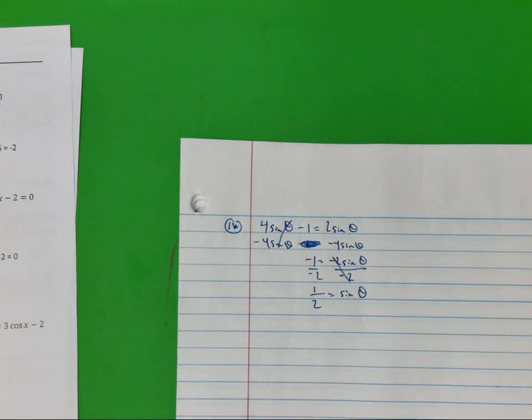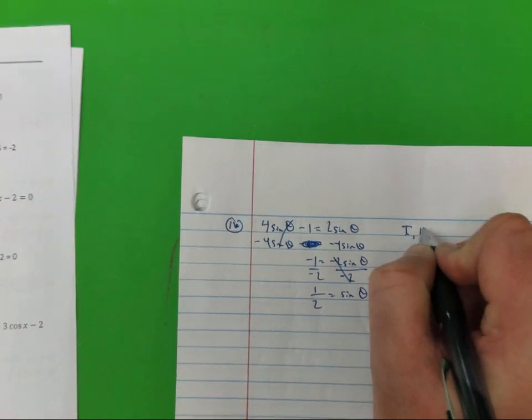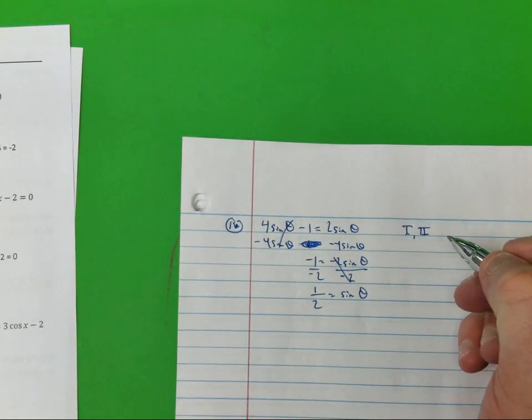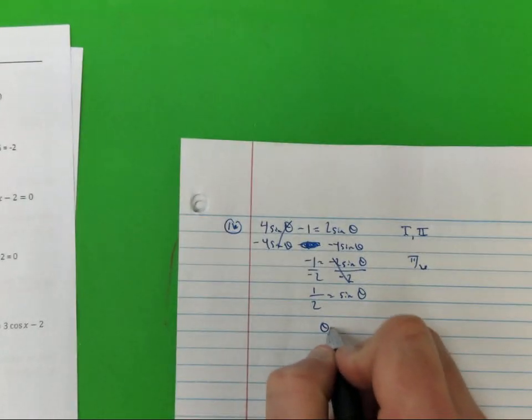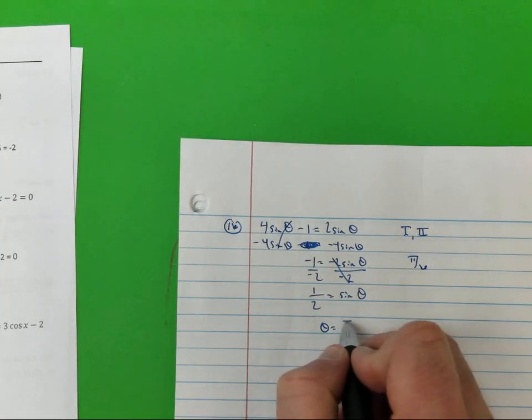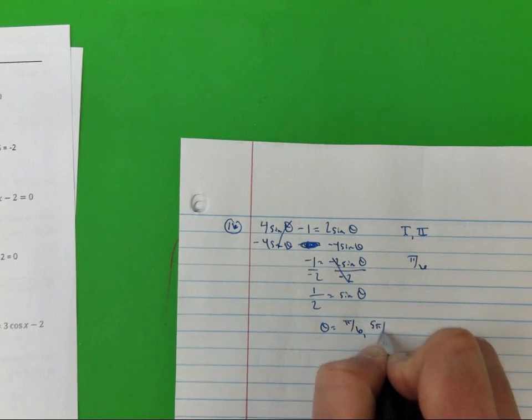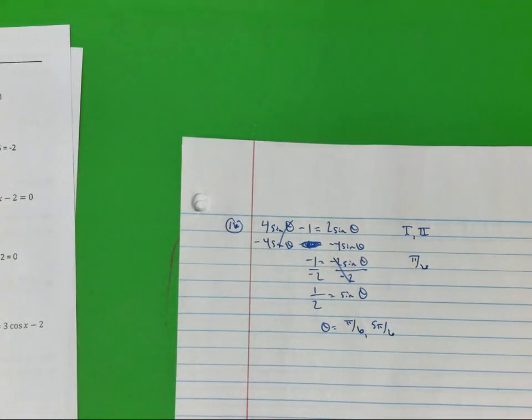So I think, okay, my sine is my y value. Where's my y value positive? Quadrant 1 and quadrant 2. Which one has sine of 1/2? That's pi over 6. Which pi over 6 family members are in quadrant 1 and 2? Pi over 6 and 5 pi over 6 are your answers.